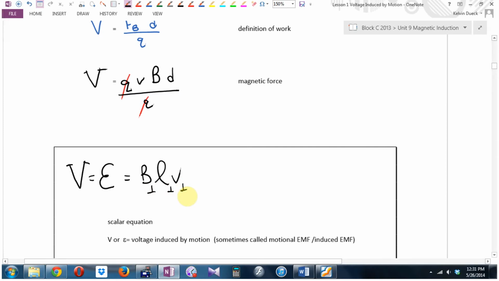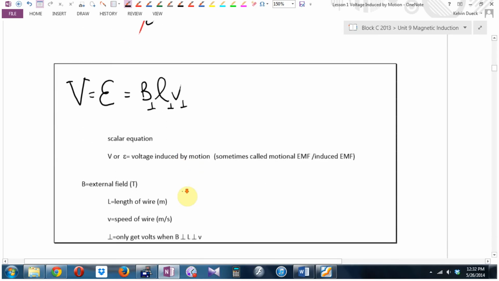You want to know how many volts you're inducing? Multiply the magnetic field times the length of the bar or the wire times how fast you're moving it. You want more voltage? Move it faster. You want less voltage? Don't move it so fast. You want more voltage? Increase your magnetic field. Longer wire in the magnetic field.